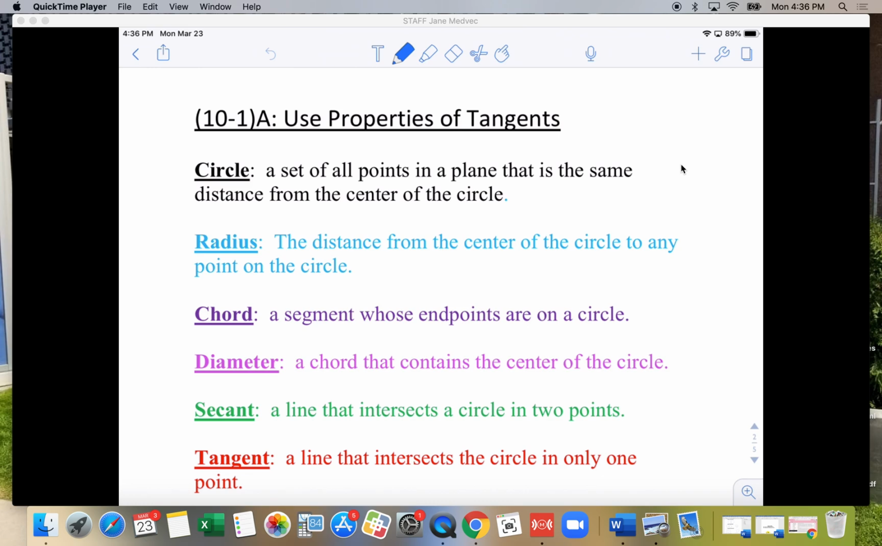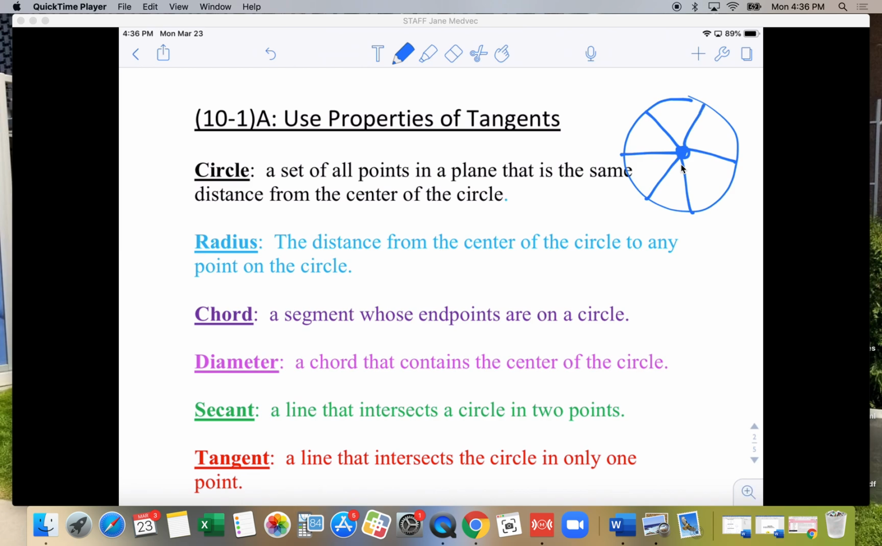First, circle. It's a set of all points in a plane that are the same distance from the center of a circle. If we think about a circle, here's my circle. The center of it is in the middle, and if I go from the middle out, they're all the same distance going all the way out, kind of like a wagon wheel.